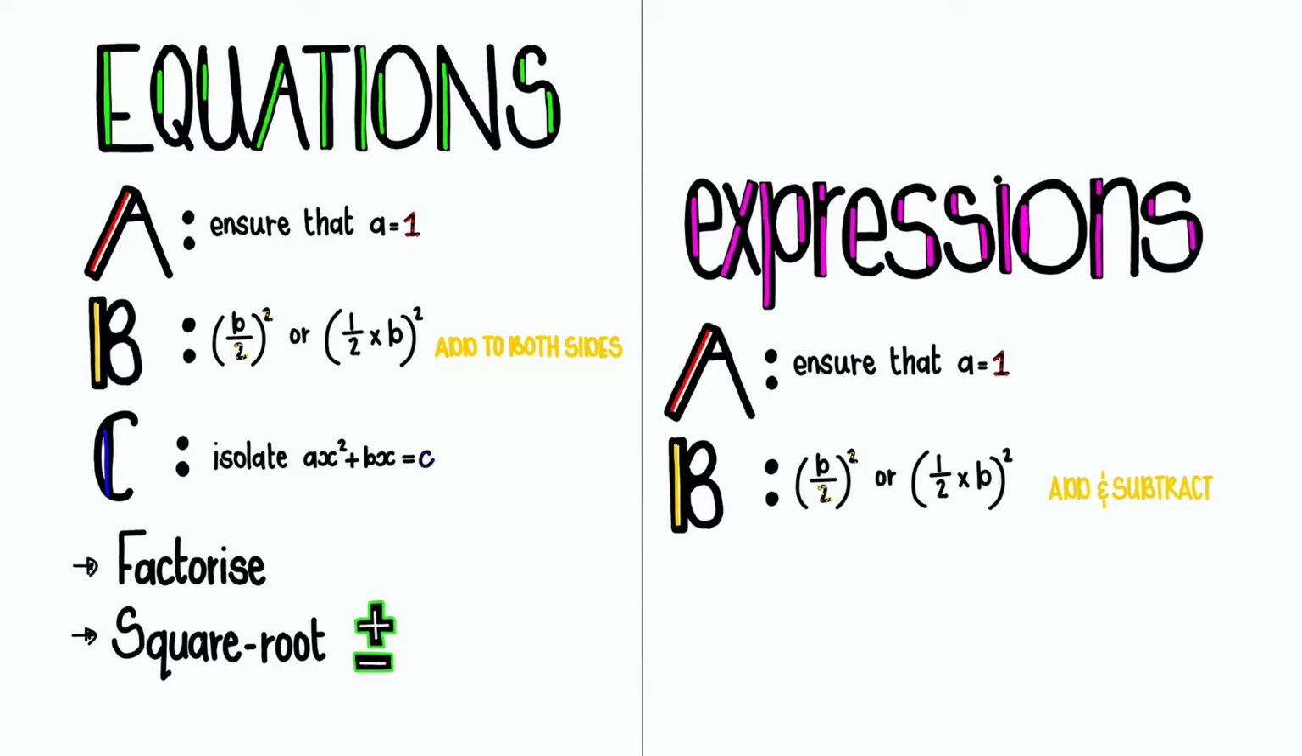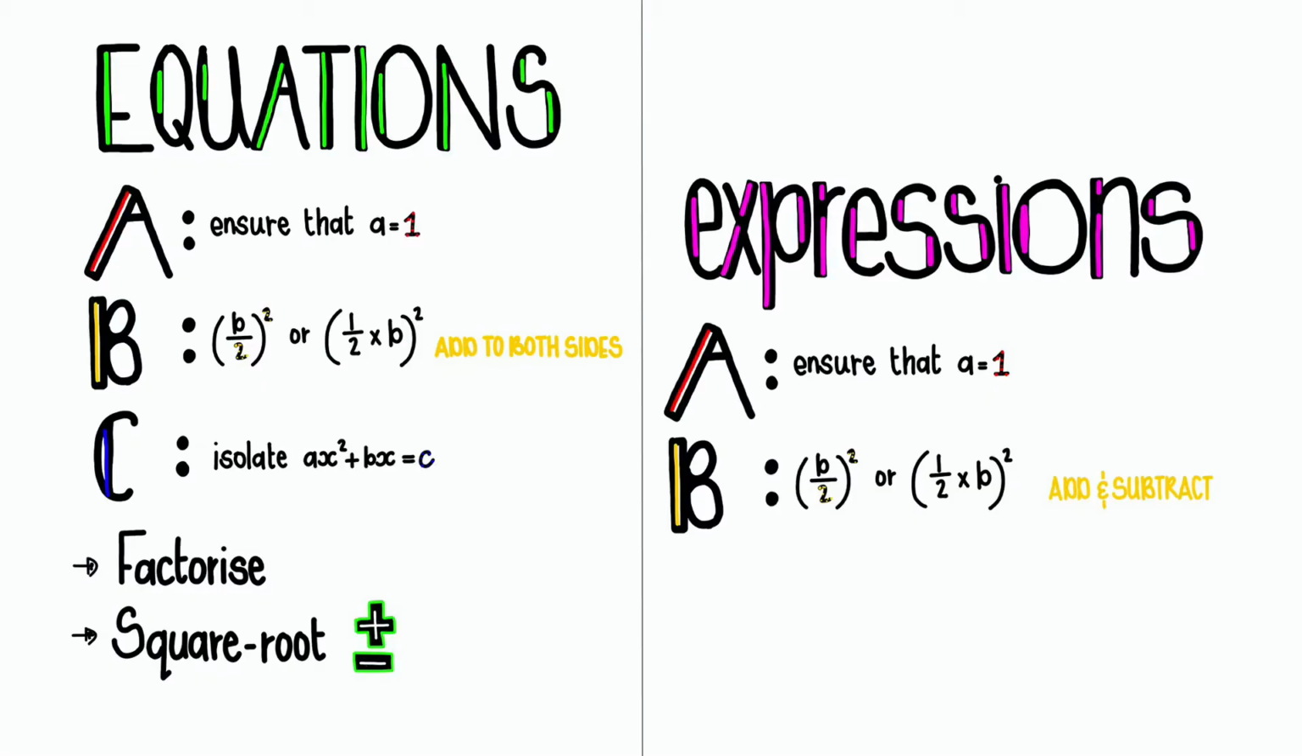Now there are two ways that we can work with b. We can either take b and divide it by 2, or we can take b and multiply it by a half. Whether we divide b by 2 or we multiply b by a half, we're going to get the exact same answer. So it's up to you about what you feel most comfortable using. We're going to take b, divide it by 2, and square it.